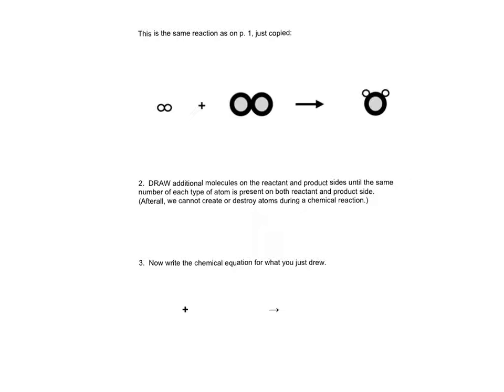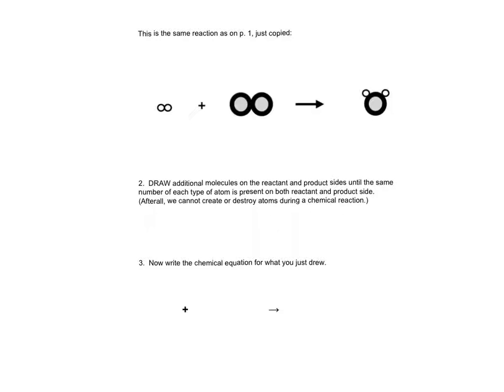Next, we're going to look at page 2. And what we have there is the same reaction that's just copied from page 1. So that first set of circles, I'll just highlight these and then I'll erase it. But that portion right there is the H2 that we saw on the previous page. That molecule right there is the O2, and we're making water.